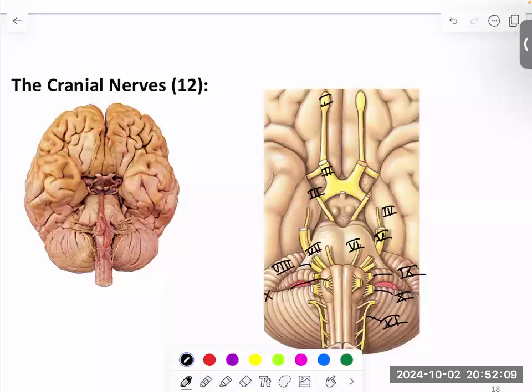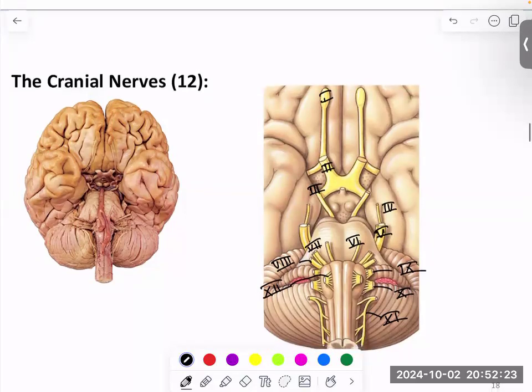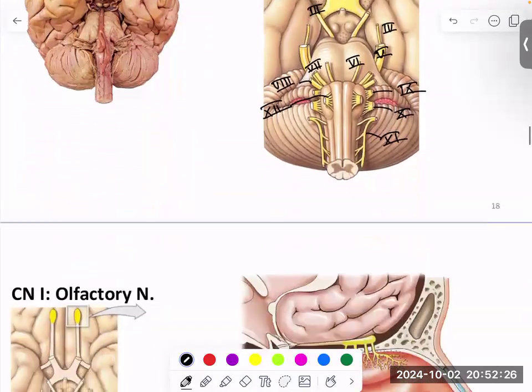12. You will have to be able to see this on the models for lab. For lecture, I expect you to be able to name them, number, what they do. We're just going to go through each one.